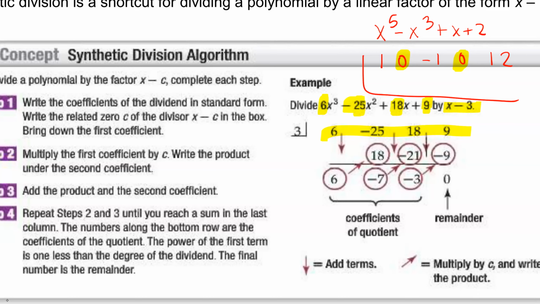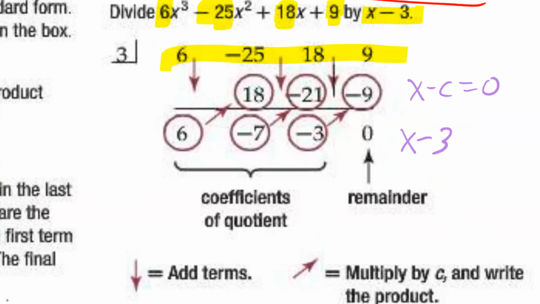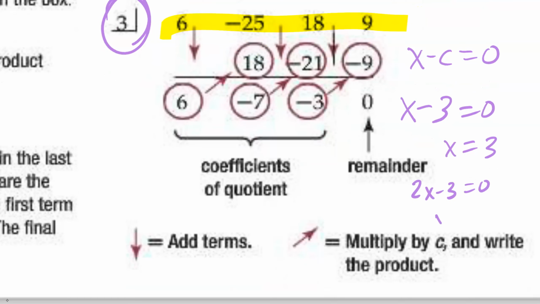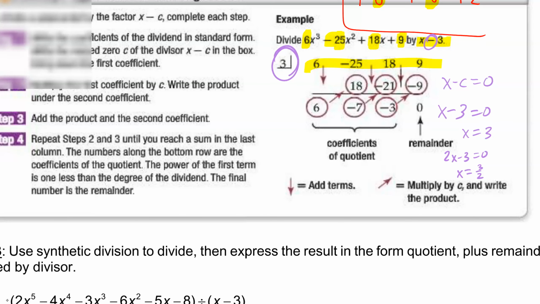Okay, then you set x minus c equal to 0. Since I'm dividing by x minus 3, you set this equal to 0, and you see, oh, okay, x equals 3. That's what you put here. It's always the opposite sign of what is in your factor. Little hinty hint, what if I'm not just dividing by x minus 3? What if it's like 2x minus 3? Well, you set it equal to 0, and you'll see, oh, you have to have 3 over 2. So you could have a fraction there as well. That's something that's doable. Okay, so you put that there.